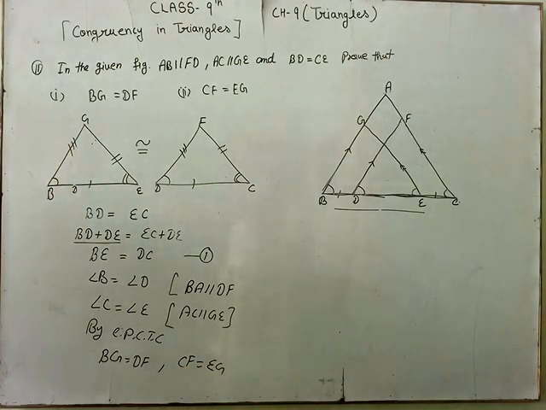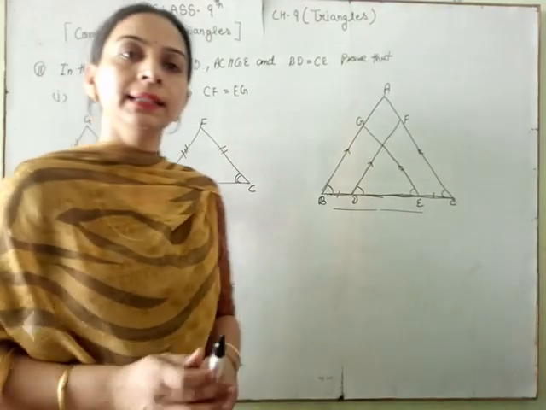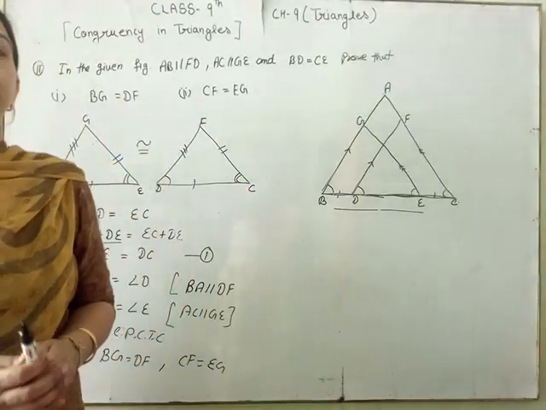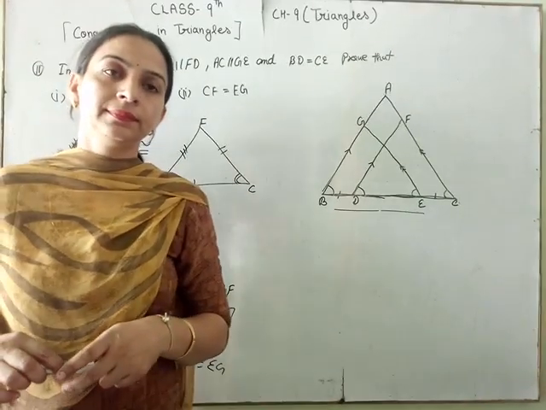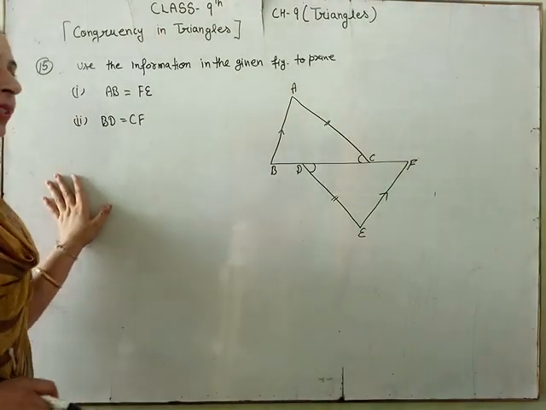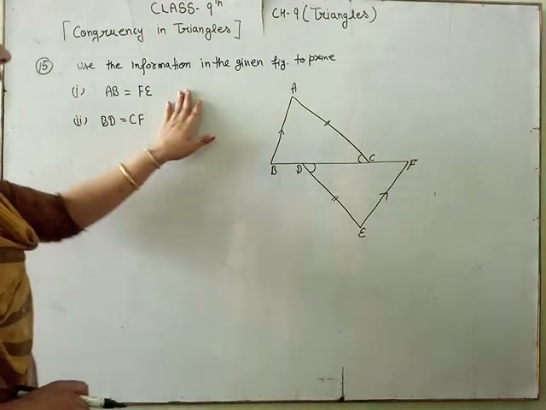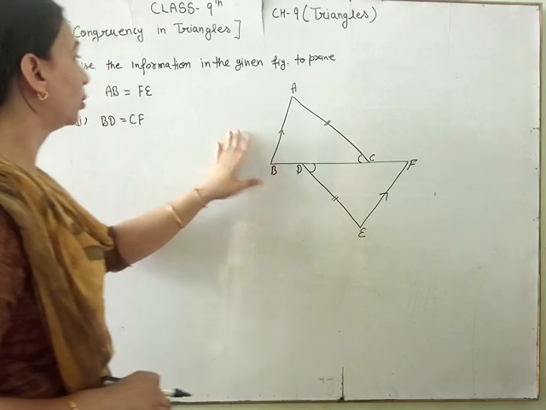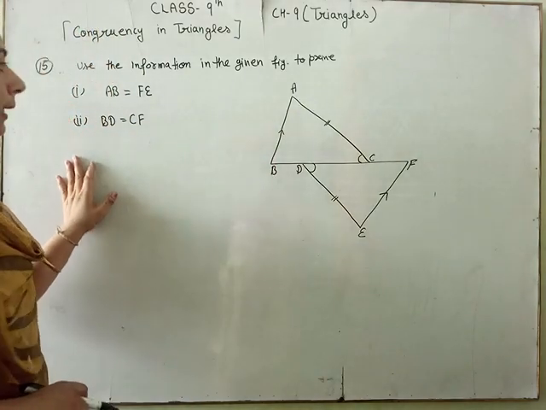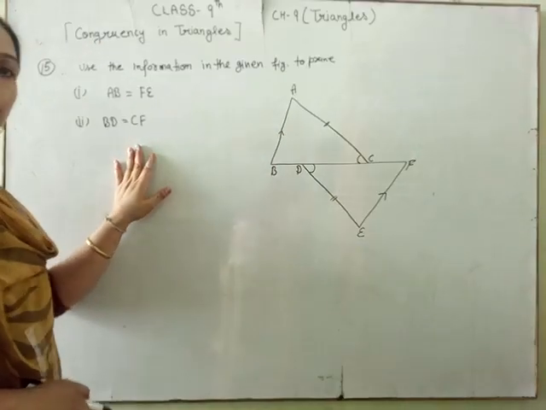Okay, this is our question. So I will take the next question. This is the last question of our exercise. Question number 15. Use the information in the given figure to prove that, first and second part, AB equals FE and BD equals CF.